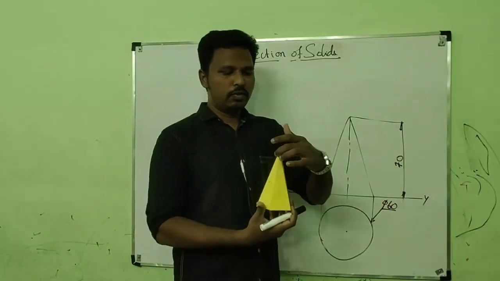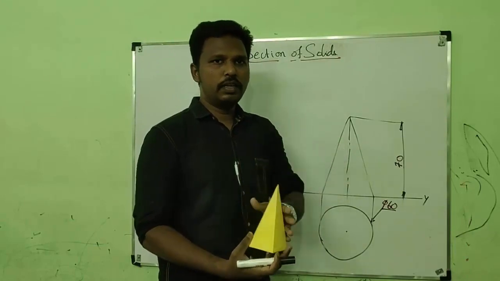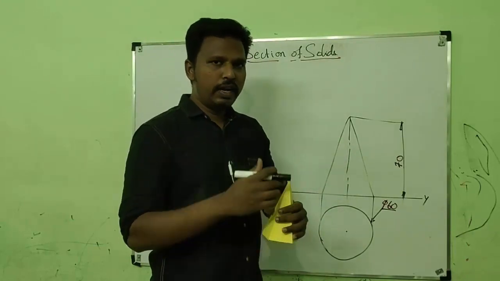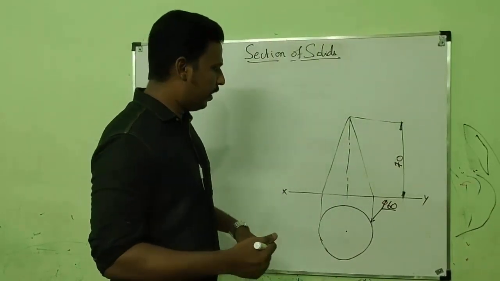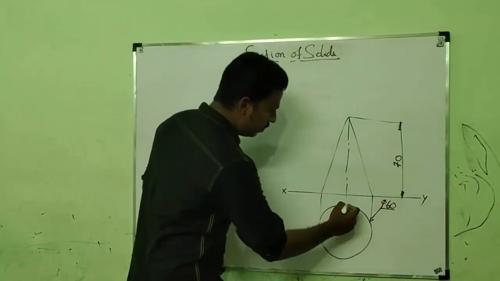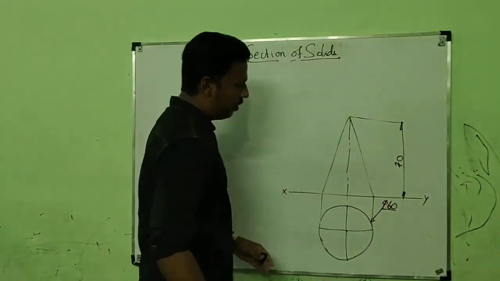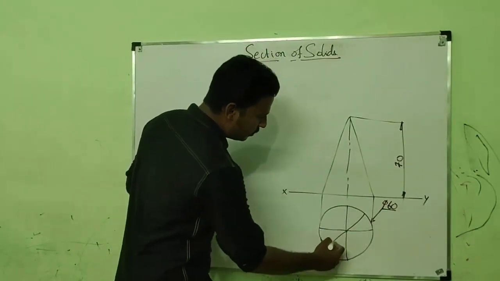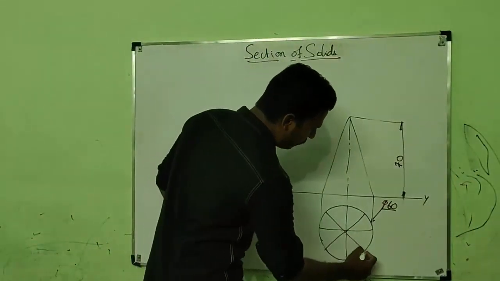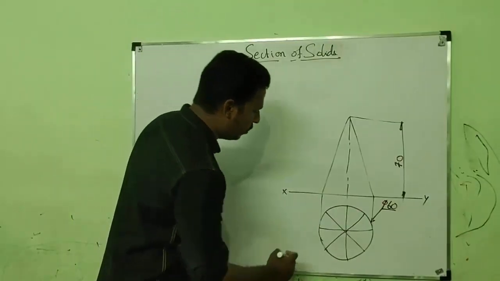As there are no lateral edges like this in cones, they will be having a smooth surface, right? So we don't have lateral edges. So we have to draw imaginary generators. So let us draw the imaginary generators. Draw a vertical line, draw a horizontal line, and draw lines at 45 degrees. Now we have divided this circle into 8 equal parts.